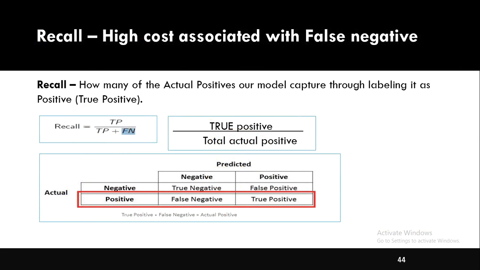And next we will see what is recall. If you look at this confusion matrix, of this total actual positive, how many of them were true positive? So mathematically we define the recall as true positive divided by true positive plus false negative.